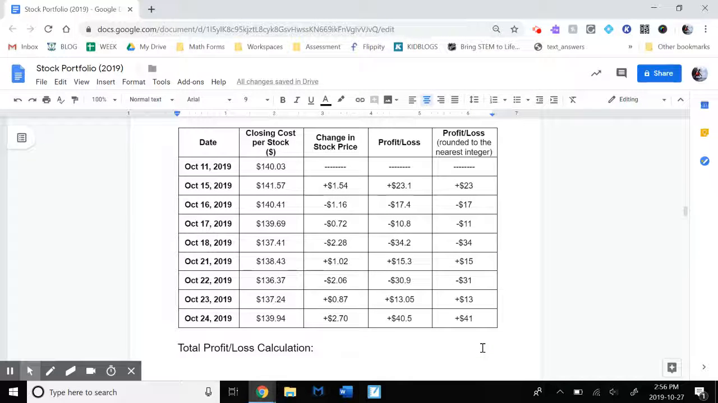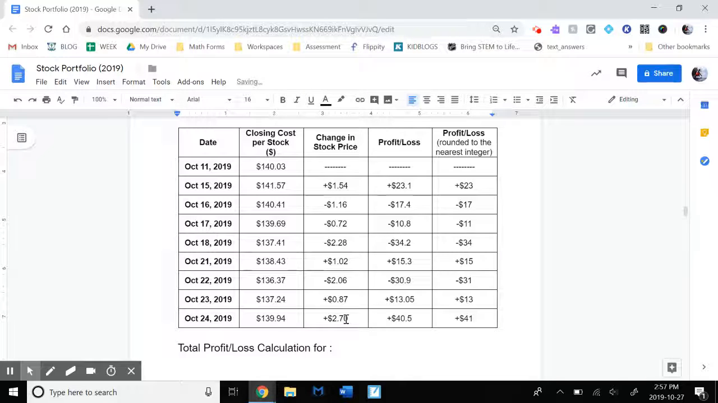Okay, this is a video to help with the calculations portion of the stock market project. There are a few calculations that need to be made, and although some of them may seem pretty self-explanatory, there are certain ways that we want them to be presented in terms of form. The first one is the total profit loss calculation for each company.